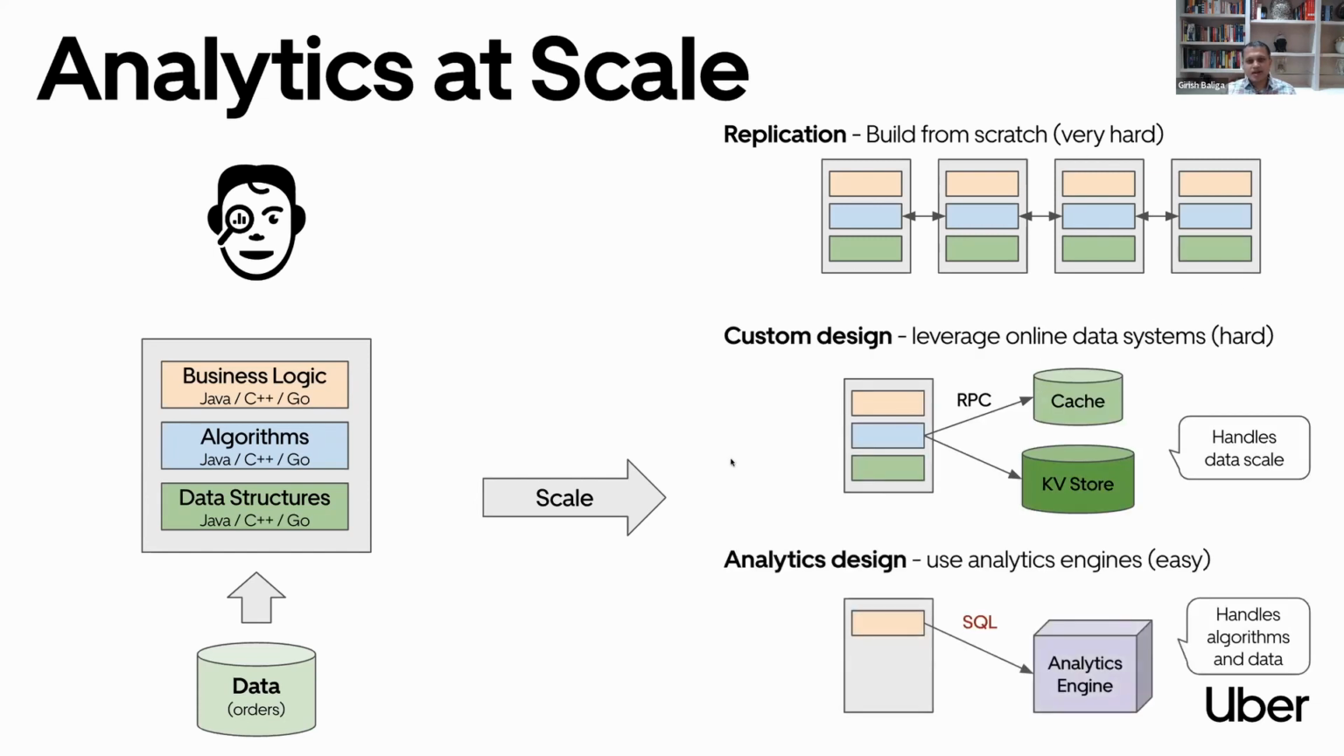We end up with our current system architecture, where you basically use an analytics engine. So an analytics engine is able to not only handle the data scale, but also is able to operate on this with distributed algorithms. And then you're just left interacting with this engine using a high-level language like SQL.